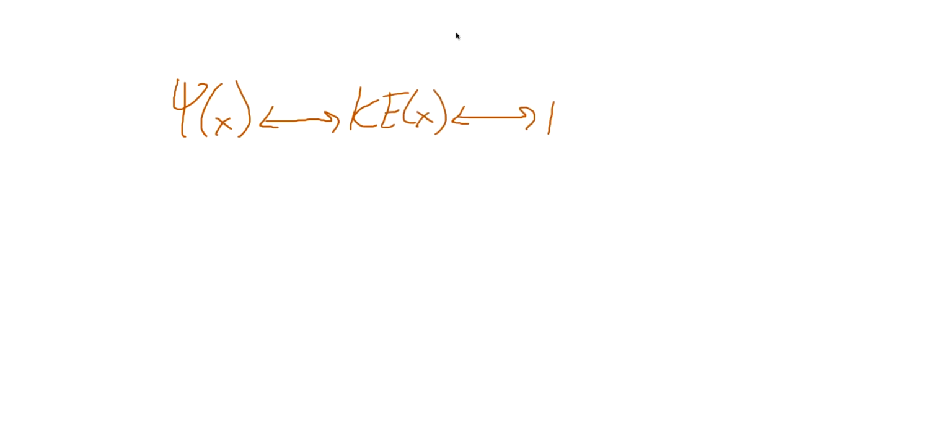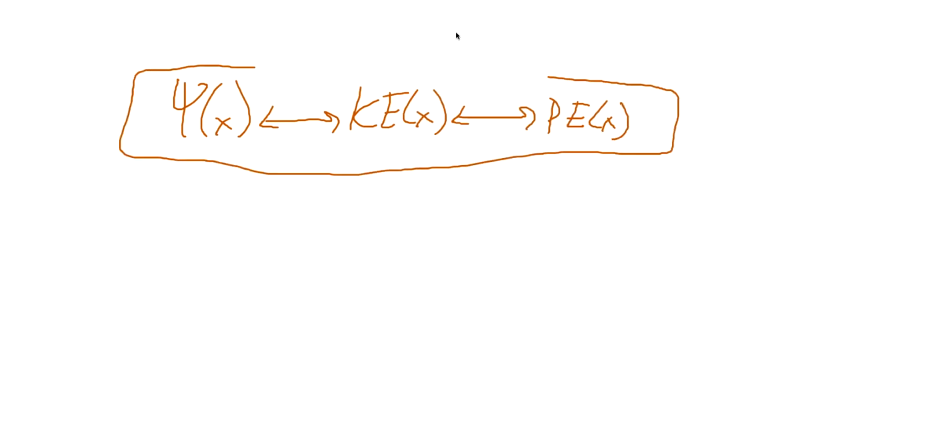So the first is if I draw a wave function, then it comes from and connects to the kinetic energy, which comes from and connects to the potential energy. So you can do this one direction or the other. This is the big concept.